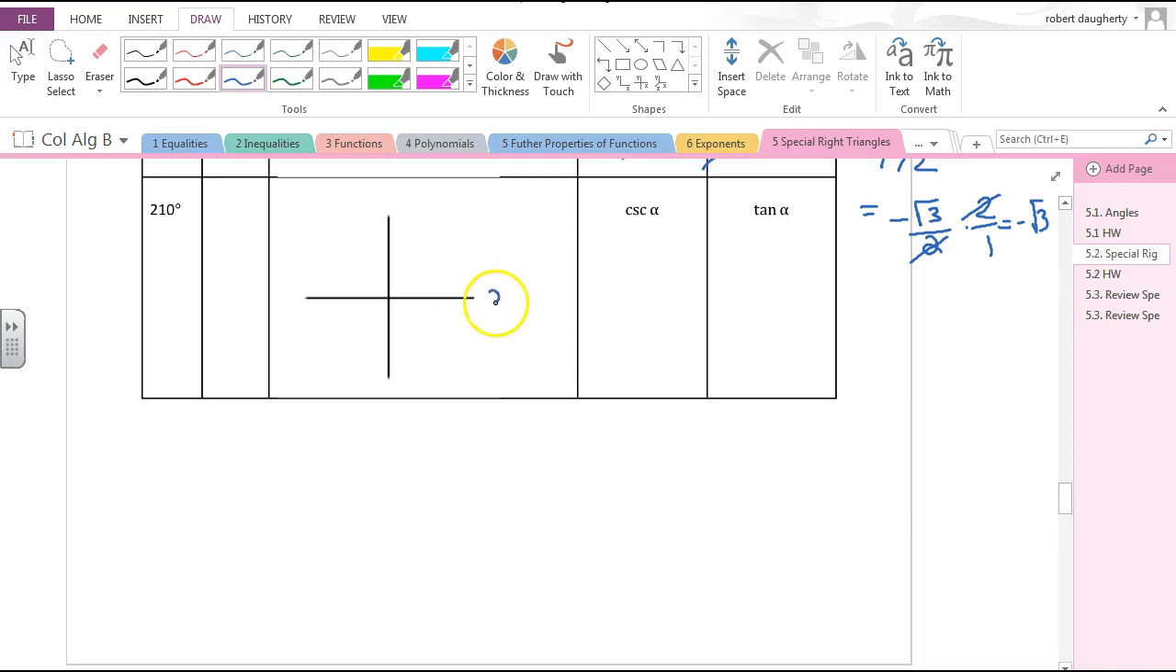210 degrees. Where is that going to end up? Yeah, third quadrant. So that means I go to 180, and how much further do I have to go? 180 plus what is 210? 30. So that means that this angle right here is 30. If that's 30, what's the one down here? That's 60. So my central angle or my reference angle is 30 degrees.